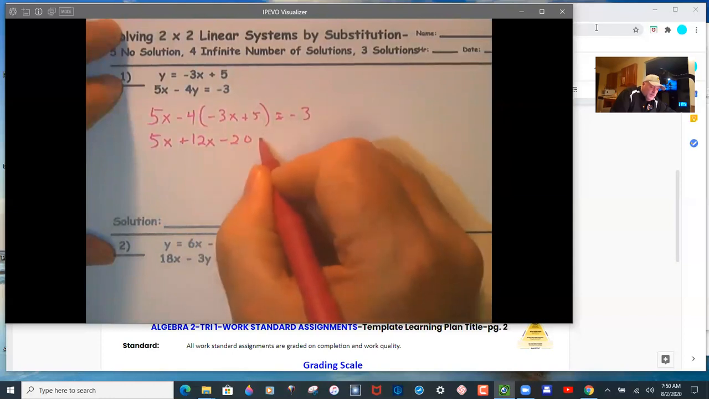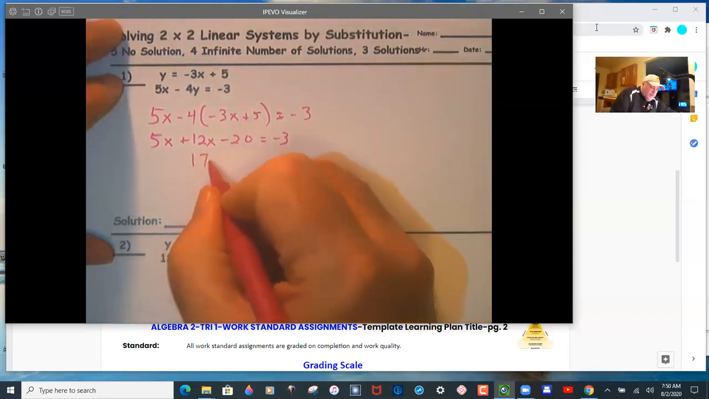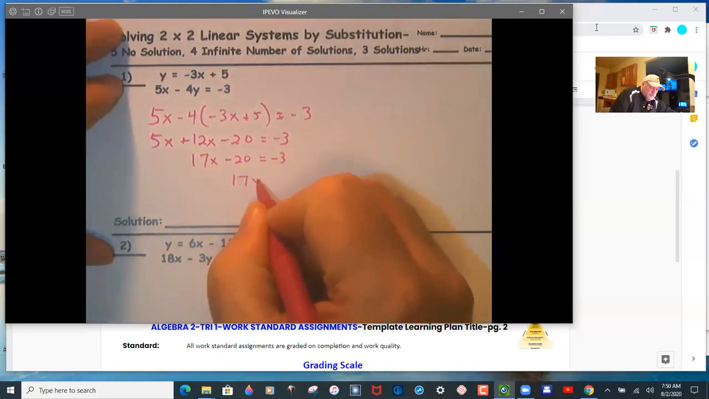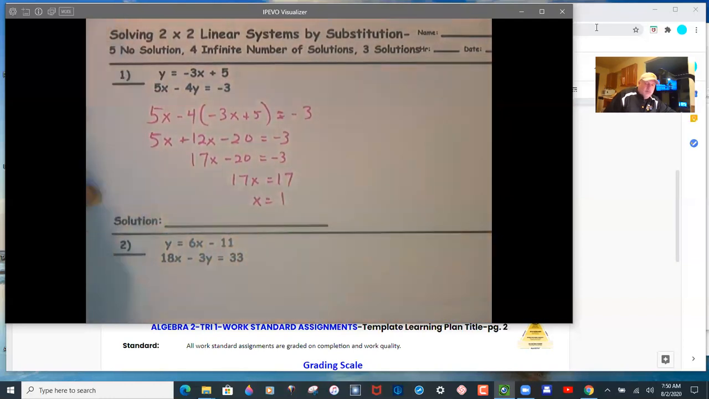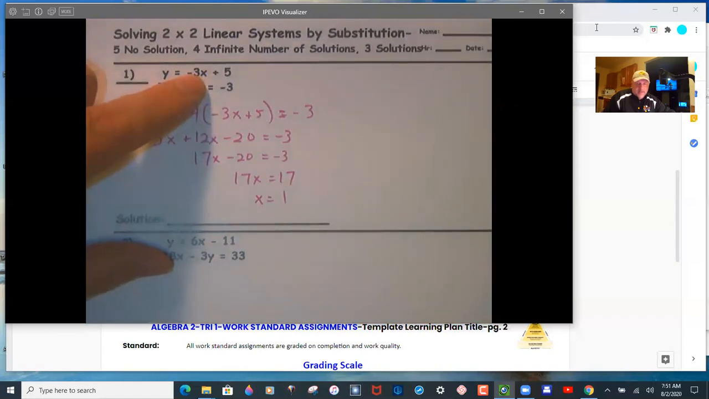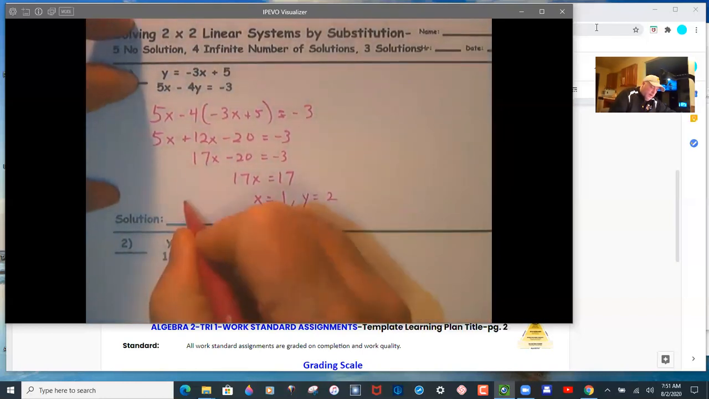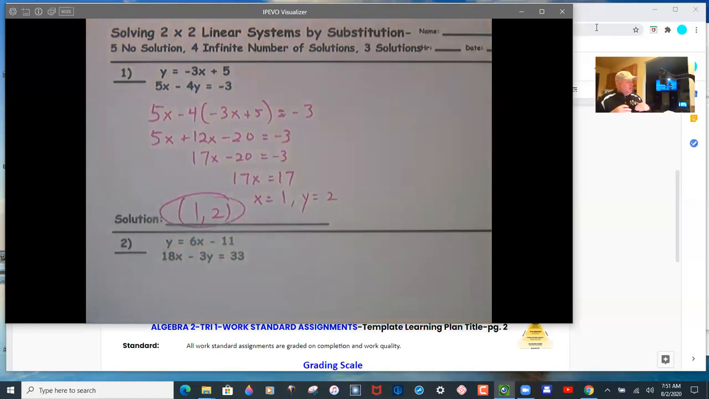Minus 20. So 17x minus 20. Add 20. So x is 1, and then you got to go back and substitute into either one. I'm going to pick the top one. Negative 3 times 1 plus 5 would be 2. Remember, your answer is either a coordinate, infinite number of solutions, or no solution.